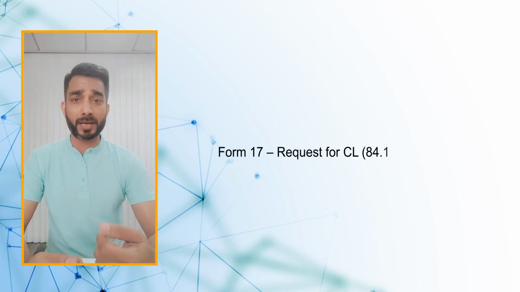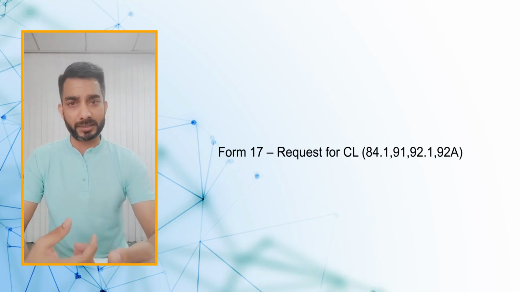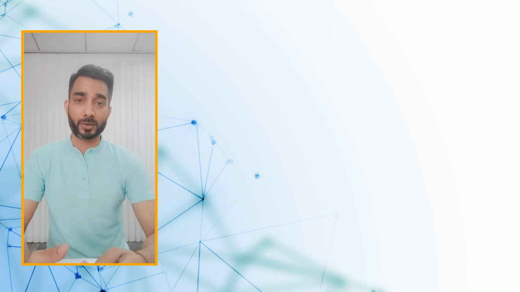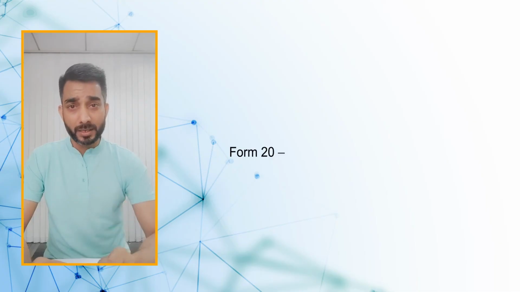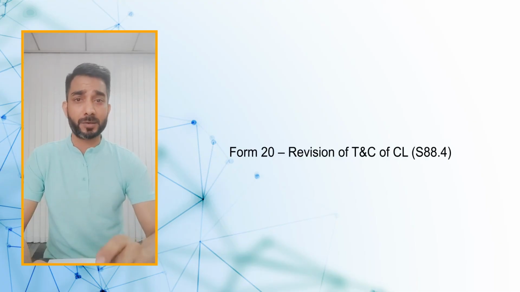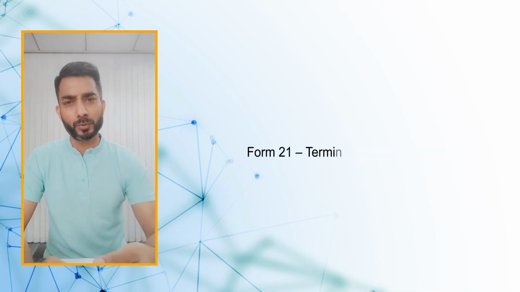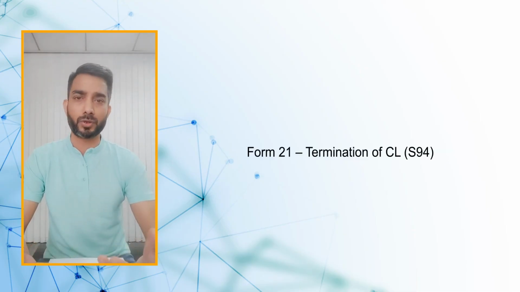Form 17 can be used by any person interested for obtaining compulsory licensing after the expiry of 3 years from the grant of the patent. Form 19 can be used by an opposing party for revocation of the patent for non-working of the patent. Form 20 to be used to revise the terms and conditions of a CL. Again, this can be opposed using Form 14. Form 21 to be used for termination of CL. Again, this can be opposed on Form 14.